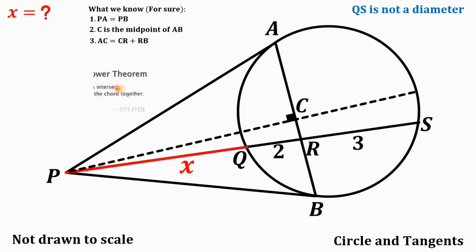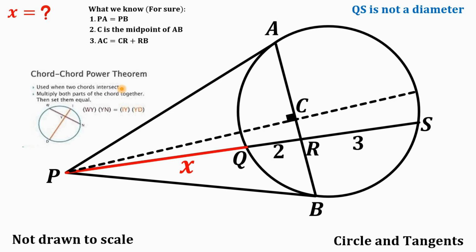First, we will use what we call the chord-chord power theorem, or it is also known as the power of a point. If we have 2 chords intersecting inside the circle, of course, we can multiply both parts of the chords together and then set them equal. In our figure like this, we can say that segment WY times YN equals IY times YD.